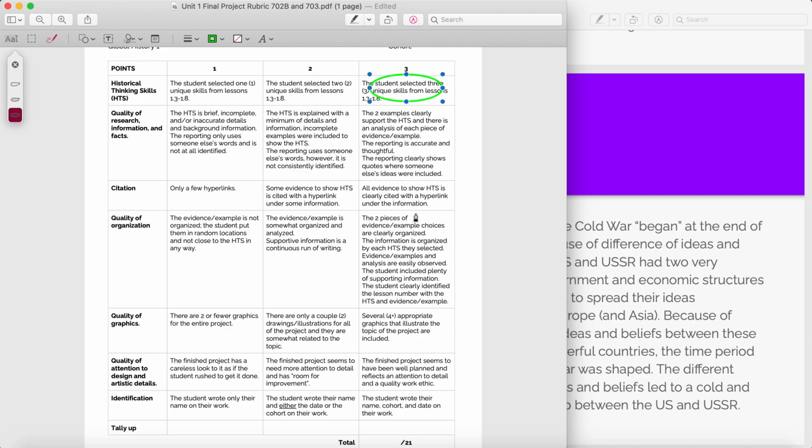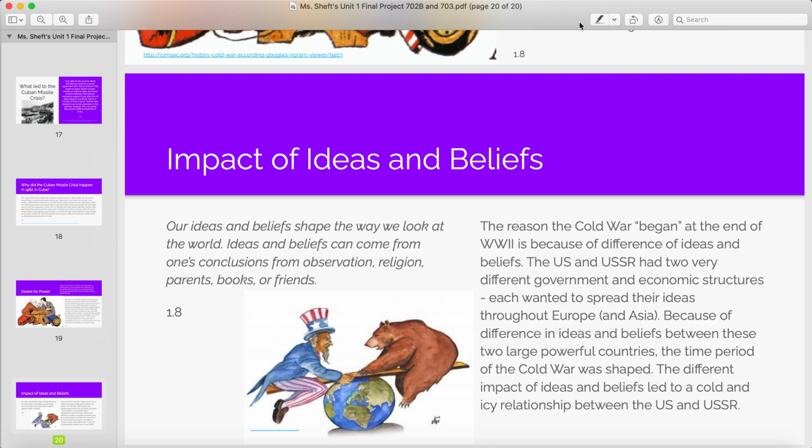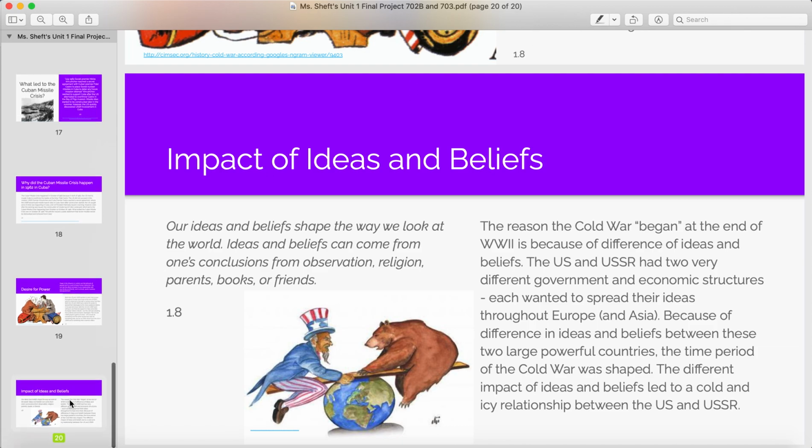Okay, next, quality of research, information, and facts. The 2 examples clearly support the historical thinking skill, and there is an analysis of each piece of evidence or example. The reporting is accurate and thoughtful. The reporting clearly shows quotes where someone else's ideas were included. Okay, so let's work our way backwards.